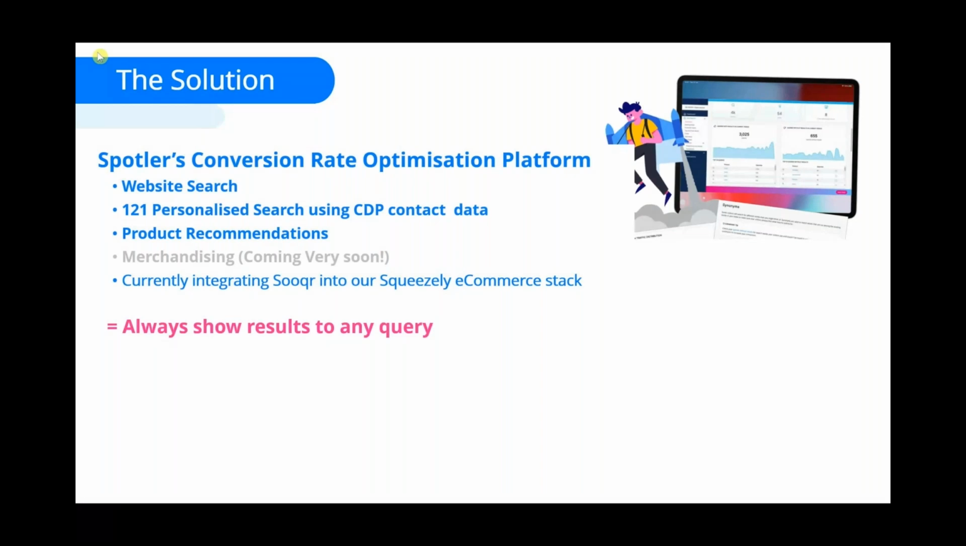So a few things that this brings is it will always show results. The absolute number one thing you must do is always make sure results are shown to any query that's put into your search bar. Instantly show the most relevant search results. So that means showing products within milliseconds, and make sure the page does not have to be reloaded each time.